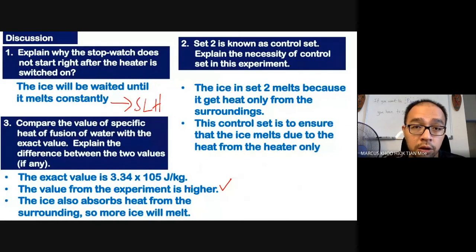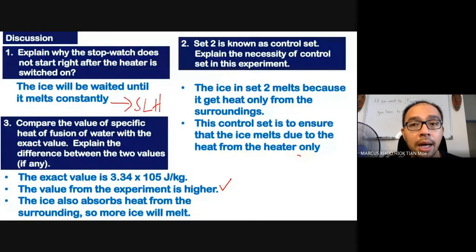Why is there a control set? Because the ice in set 2 melts because it only gets heat from the surroundings. So the control set is to ensure that the ice melts due to the heat from the heater only. In set 2, actually we don't put the heater, we leave the heater out, so that it only melts from the surroundings, just to see the difference.